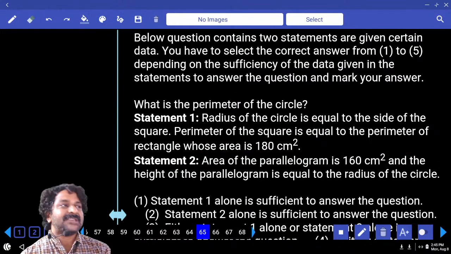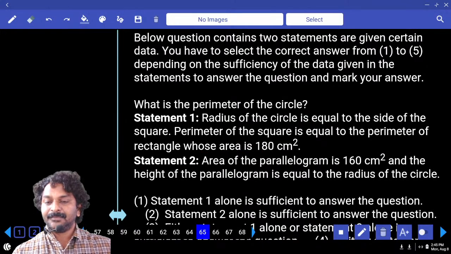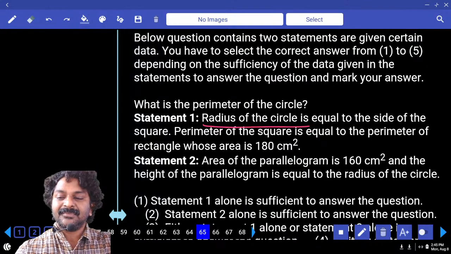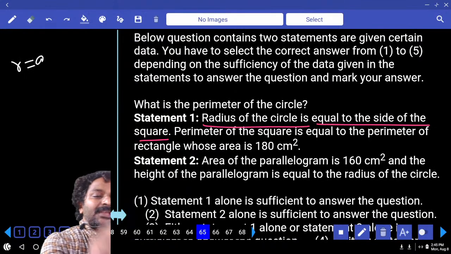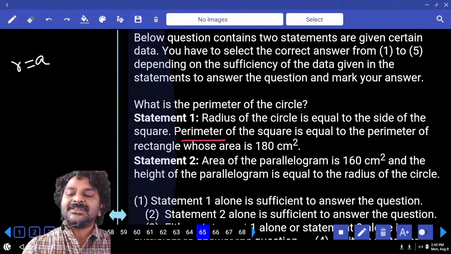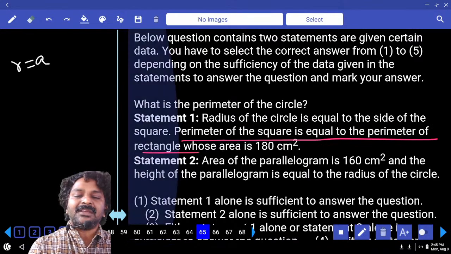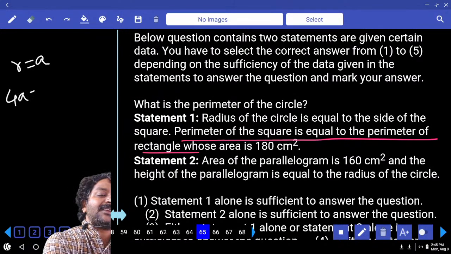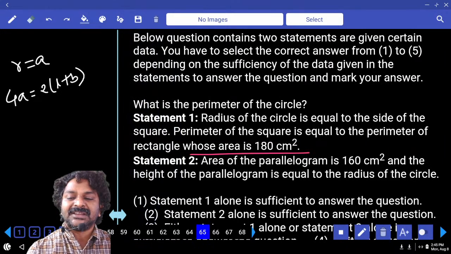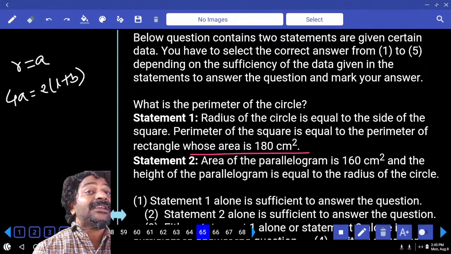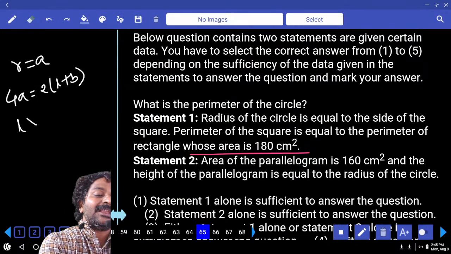What is the perimeter of the circle? 2 pi r. So what is required? R is required. Radius of the circle is equal to side of the square. R is equal to A. Perimeter of the square is equal to perimeter of the rectangle. 4A is equal to 2 times (L plus B). Whose area is 180 square centimeters? Which area is 180? Rectangle. That means L into B is equal to 180.